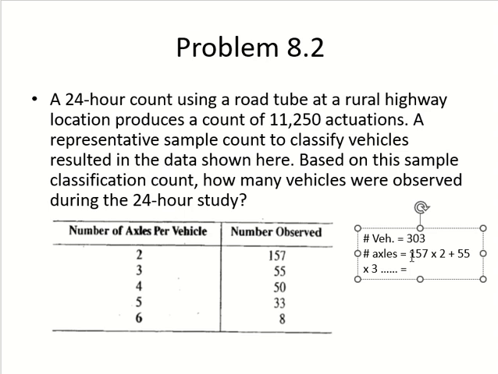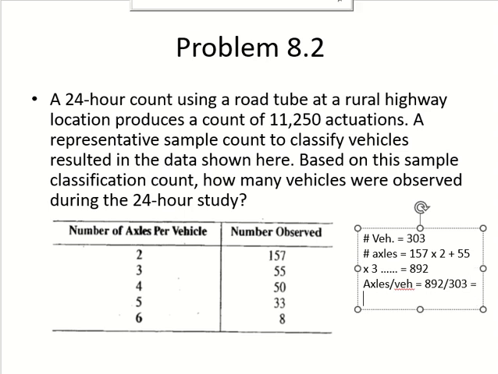I need exactly the number of axles observed in these 303 vehicles. So what I do, 157 vehicles had 2 axles, 55 vehicles had 3 axles, so I am multiplying them, and then I will add all of these together and I get 892. Okay, then I will calculate now axles per vehicle. So I will take number of axles divided by number of vehicles. When I divide these numbers, I get 2.92 axles per vehicle. So you can see now it's much more than 2.